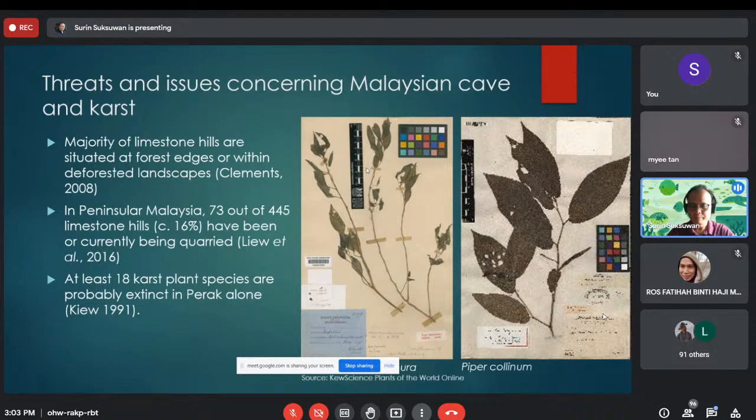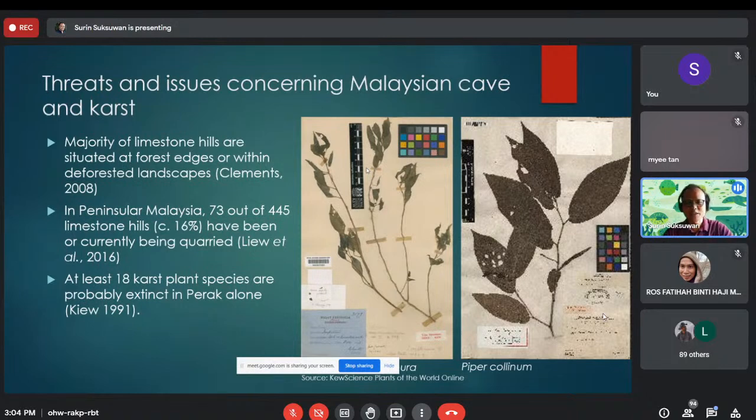And some early work done by Dr. Ruth Kiew has shown that 18 limestone plant species are probably extinct. Now, extinction is quite a complicated thing, right? In order to declare a species extinct, it has to be lost for many years. So you can't say, you can't find this plant now, and immediately declare it extinct. No. You have to allow sufficient time to pass and sufficient effort to be made to locate the supposedly extinct species before you can confirm that the species is gone.